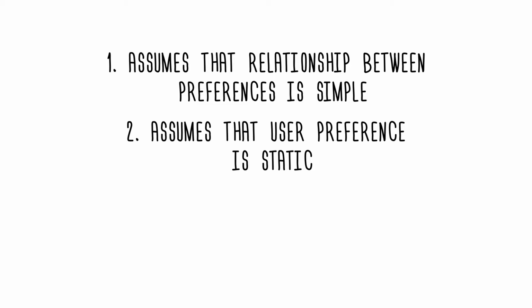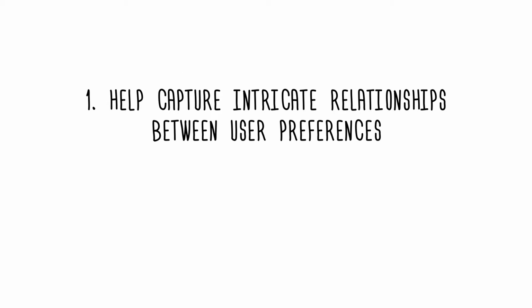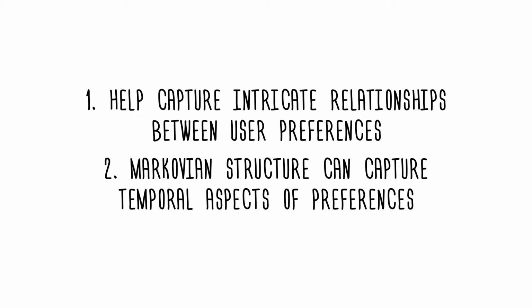We will discuss an approach to address them using formalism of what is known as graphical models. Okay, so what are graphical models? Well, in a nutshell, graphical models provide succinct representation that can capture a generic dependency relationship between various objects of interest. This representation is of particular interest in statistics and machine learning because it is amenable to scalable computation. Precisely, what we shall discuss is how to use graphical model to address these two challenges. First, probabilistic graphical models will help us capture intricate relationship between user preferences. Second, graphical model with Markovian structure can capture the temporal aspects of user preferences in recommendation system.